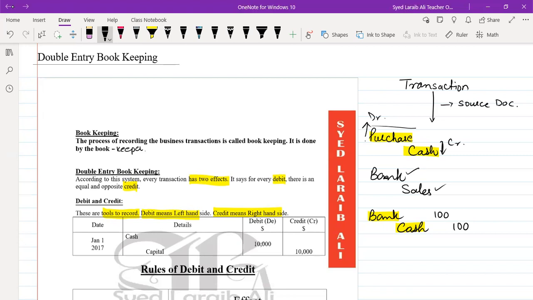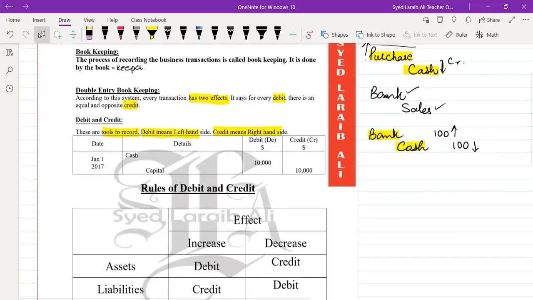Every transaction has two effects. If I am depositing cash into the bank of $100, so my bank is increasing by $100, whereas my cash is decreasing by $100. So remember, every transaction has two effects. One is debit and the other is equal but opposite, which is on the right hand side.